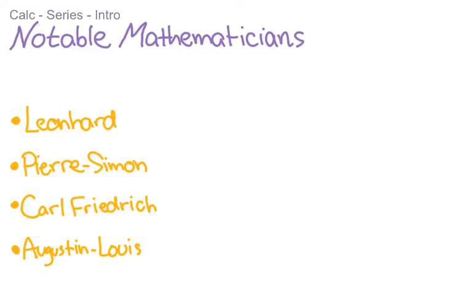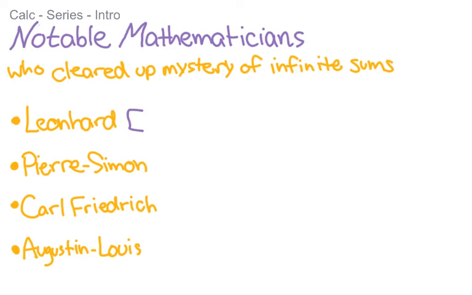Here I want to say this. Some notable mathematicians who cleared up some of that mystery about infinite sums and division of infinitesimals are listed here. So I wrote their first names just because maybe you know their last names. I think you know the first one. All right, let's start with Leonhard Euler.